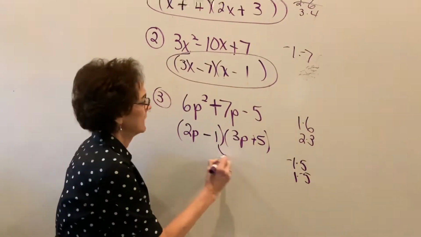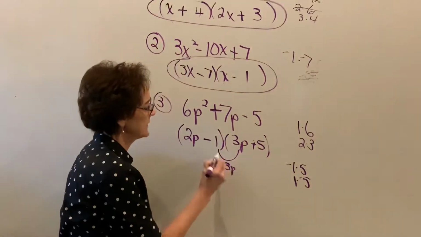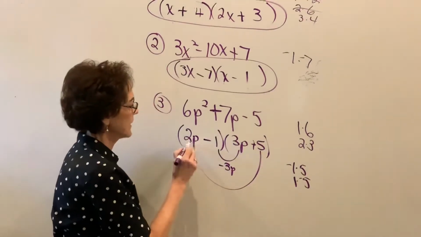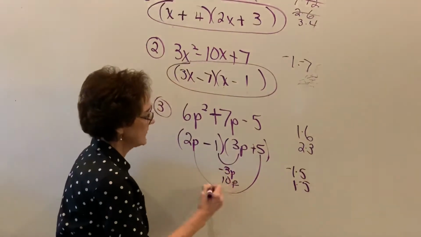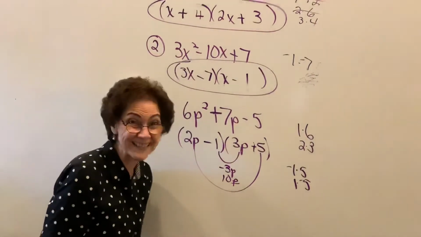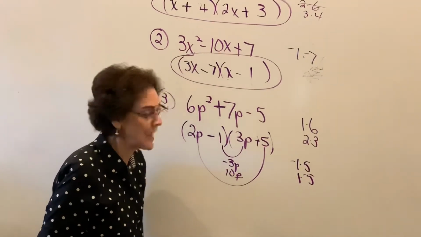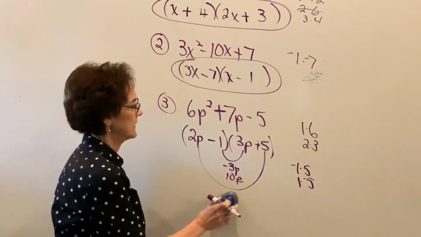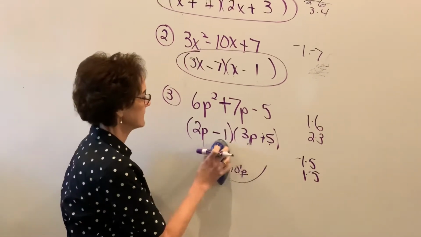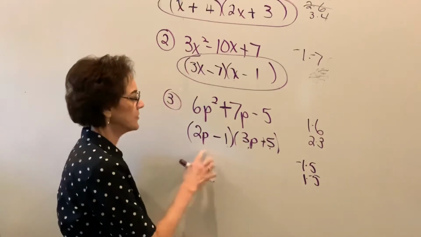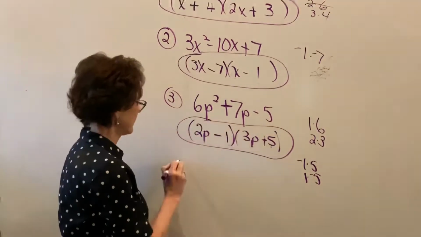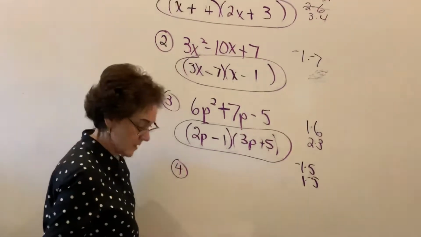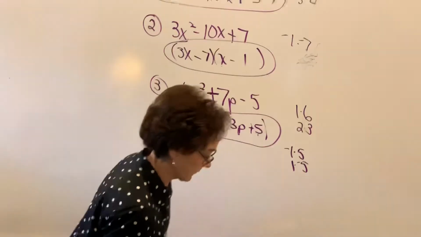Here we go. Negative 1 times 3p is negative 3p, 5 times 2p would be 10p. Add that together, what do you get? Oh, you get 7p! We got it the first time. We lucked out on that one. So, all right, that's it. Just as long as your outers and inners add up to the 7, then you know you got it right. All right, number 4.